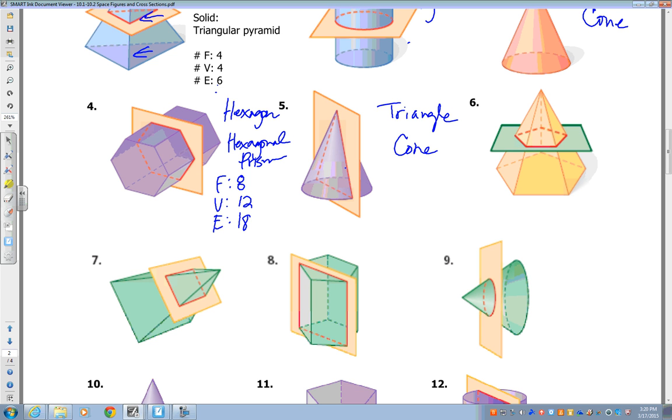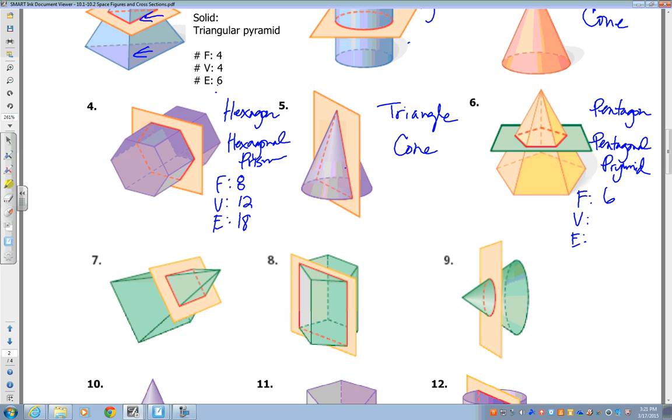All right, number 6. What would the cross-section be? Yeah, it's a pentagon. Then the name of this three-dimensional shape? Yeah, pentagonal pyramid. Okay, so this is a polyhedron. So we have faces, we have vertices, we have edges. How many faces do we have?